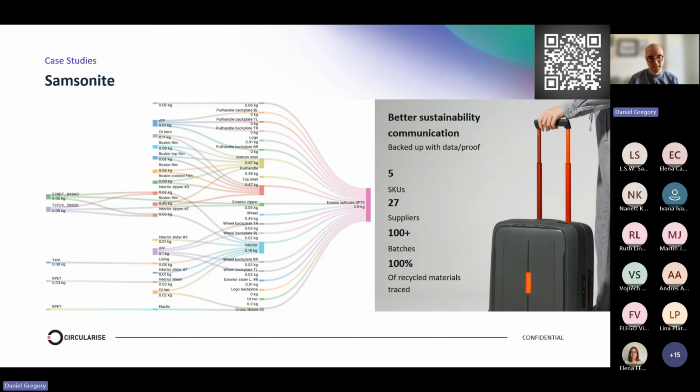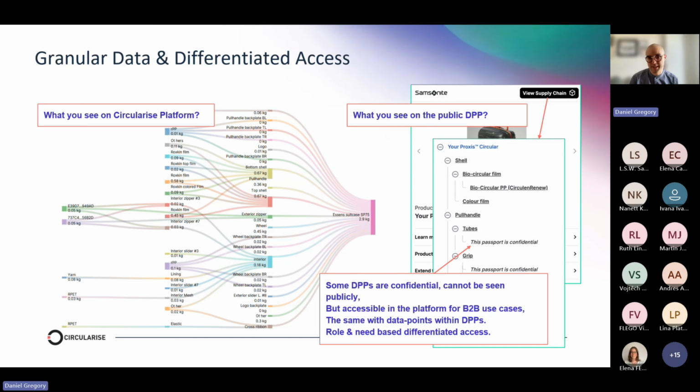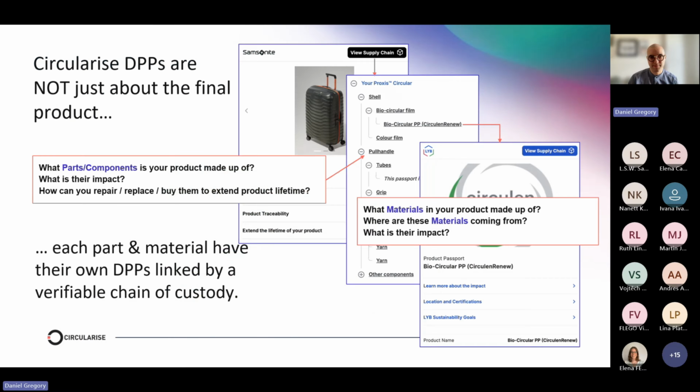What you can see on the platform in Circularise as Samsonite is different to what you can see on the public DPP. There are certain things that are confidential that cannot be seen on a public basis, but if logged into the Circularise system, you have some access to them depending on what the person who provided that data allows other people to see. This is very useful in B2B cases where I don't want to share my information with the consumer, but it's necessary to share it with other businesses. This is a great way to do that, because we can hide some of that data.